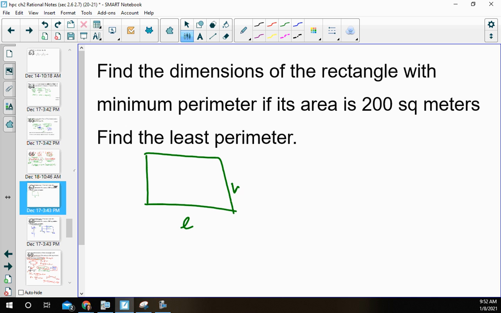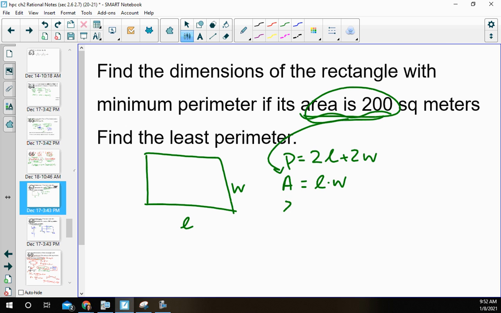we have length and width. To get the perimeter, we add them all up. So I'd have 2 lengths plus 2 widths. Let's say we have something about area in here. So I know area is length times width. I'm going to do a substitution, and then I'm going to use my graphing calculator to find the smallest perimeter. So if this is my area, I can go ahead and shove it in for the A.